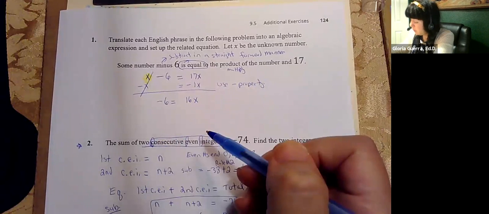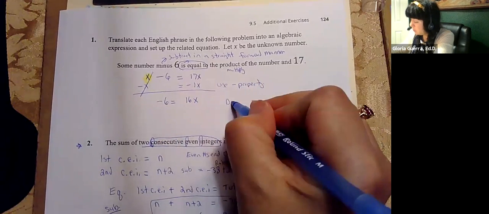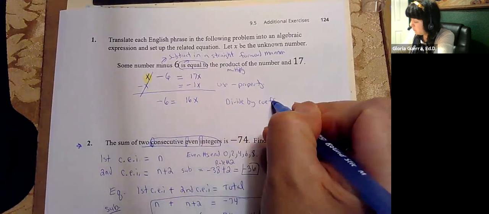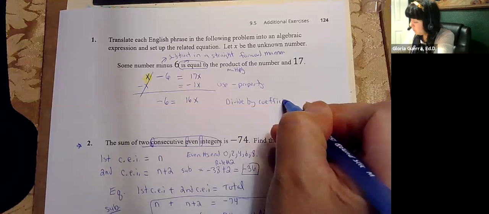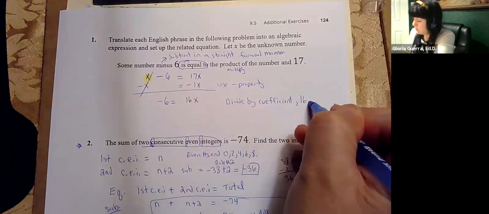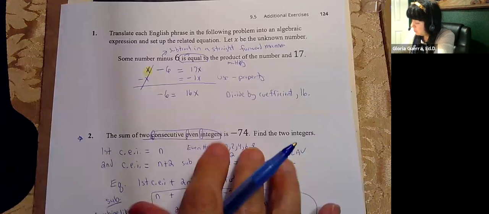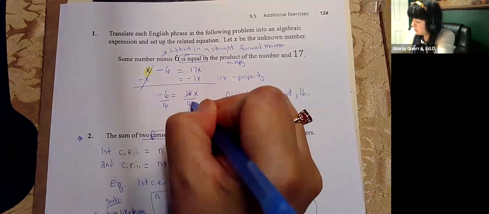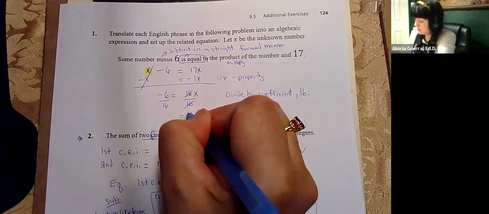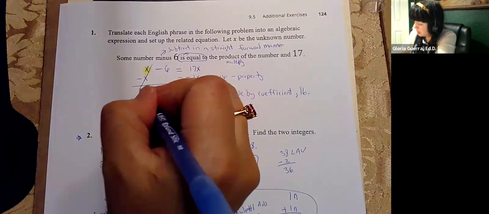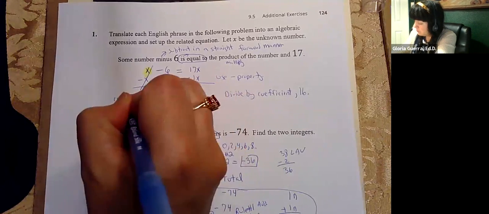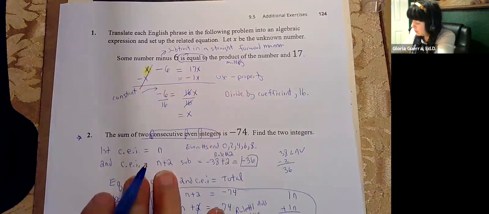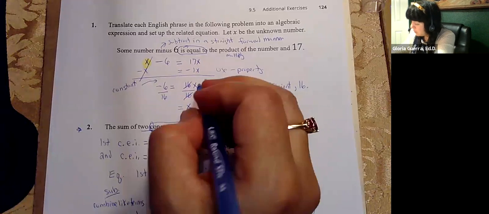And now you're going to divide by the coefficient. And the coefficient is the number in front of the variable. So make sure you divide by 16. Don't divide by -6. -6 is the constant. You don't want to divide by the constant. You want to divide by the coefficient. And then this can be reduced.